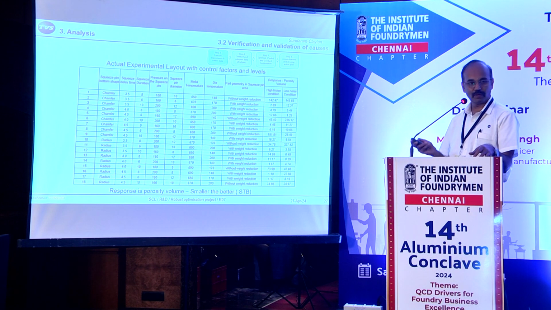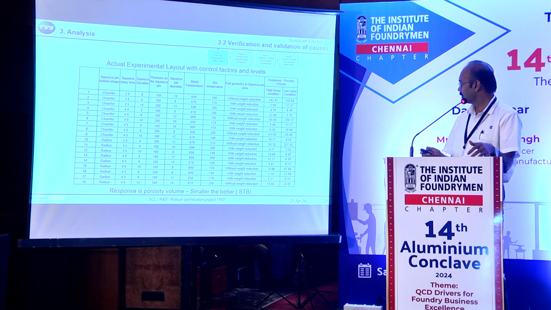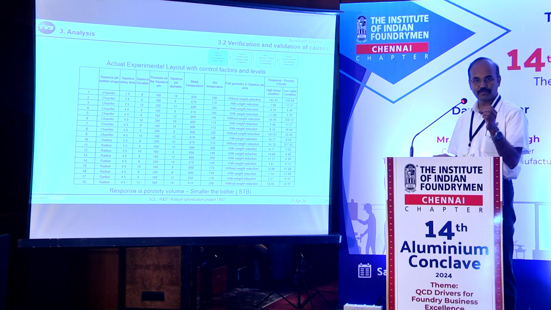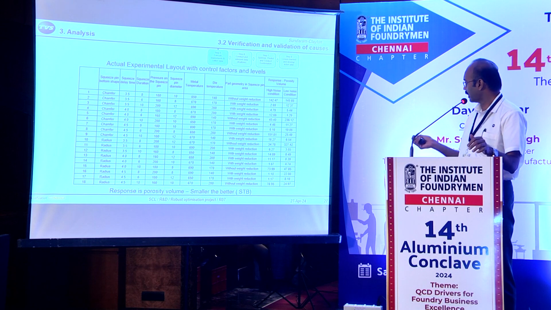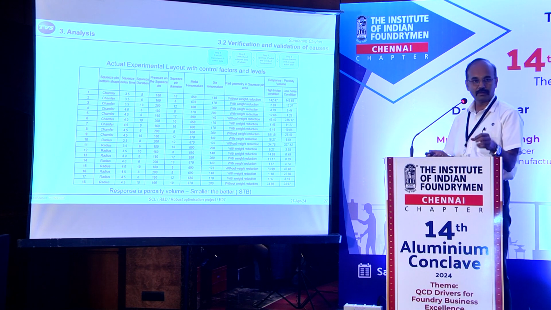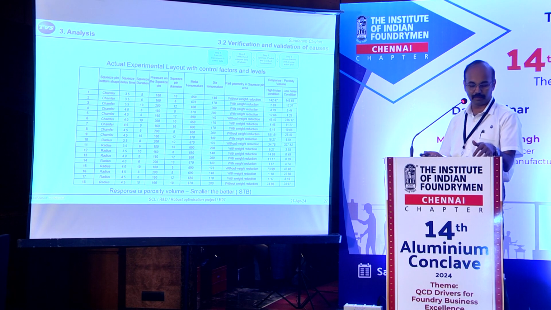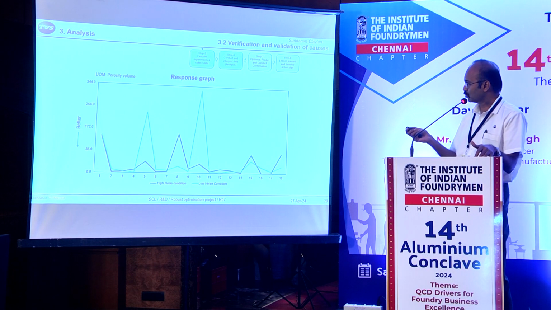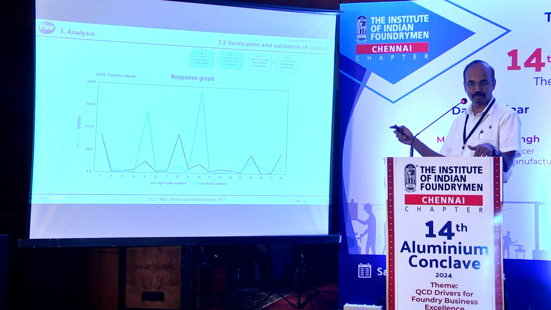And these are the actual experimental layout with the selected factors and their levels. And we calculate the response. The response is the porosity volume. From each experiment in simulation, we calculate the porosity volume, and then we tabulate all the porosity volumes. Being porosity, smaller is the better response. Where we get smaller values, it means those experiments are giving better results. And this is the response graph. Smaller porosity volumes are observed in some experiments in both high noise as well as low noise conditions.